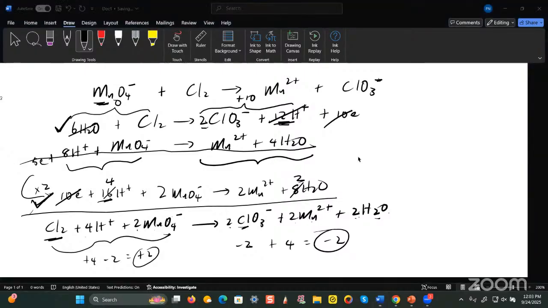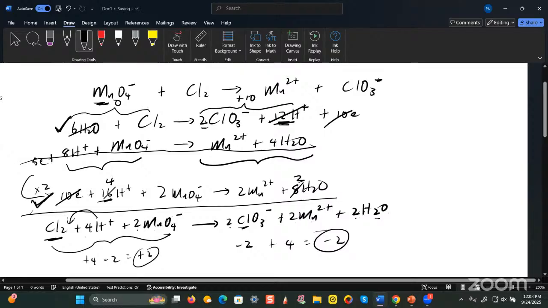Okay, so Miss Anwar is asking, how do you determine what order to put the final answer in with the compounds or elements? If I understand what you're asking, it doesn't matter what the order of the different substances are, as long as you put them on the appropriate side of the equation, right? So it doesn't matter if you put H plus here or Cl2 here.